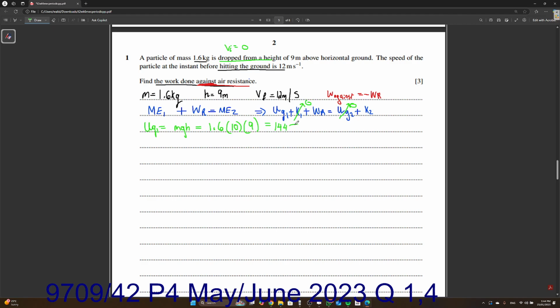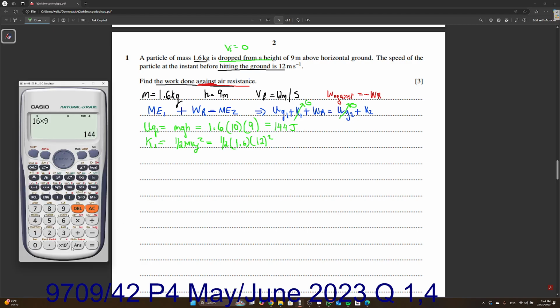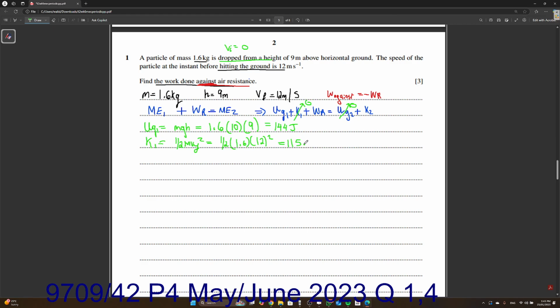K1 is equal to half mv final squared, which is equal to half times the mass 1.6 times velocity final squared, which is 12 squared. Let's put this on our calculator: 0.5 times 1.6 times 12 squared. You get 115.2 joules. Okay, so now we can substitute.